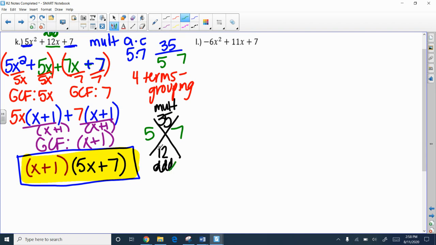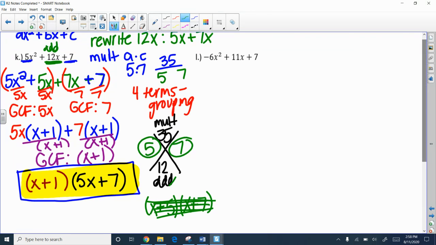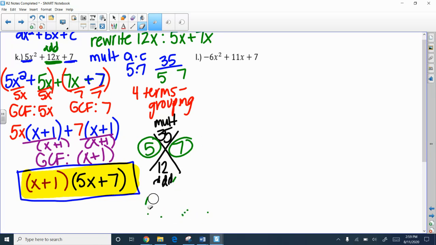The reason I don't like to use this is because a lot of people, if they use the X method, then they just want to write their two answers as x plus 5 and x plus 7. But as you can see, that is not correct. That does not give us the same answer we started with. So if you do choose to use the X method like this, you have to remember it can help you find your two numbers, but you still have to do this step where you rewrite that middle term and you still have to use grouping. Okay, so I just wanted to point that out in case that is something you've seen before and find useful. Okay, so let's do our last example.